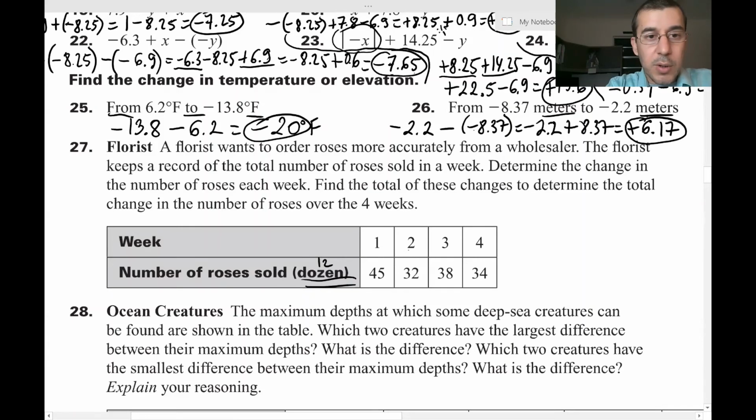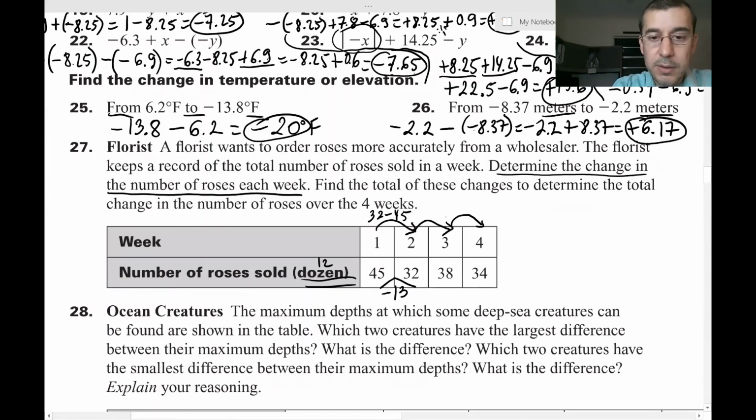All right, so the question is, we have to determine the change in the number of roses each week. So we have to find the difference between week 1 and week 2, week 2 and week 3, and week 3 to week 4. So what we do is, first we do 32 minus 45. So 32 minus 45. So this is minus 13. So minus 13 dozen roses is the difference between week 1 and 2.